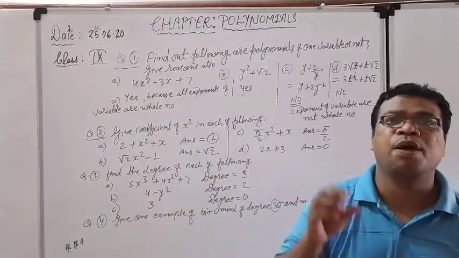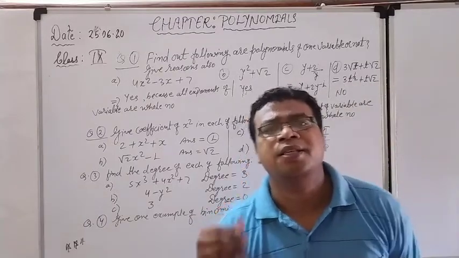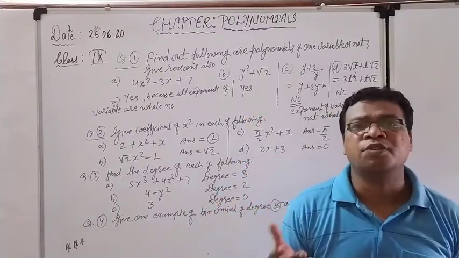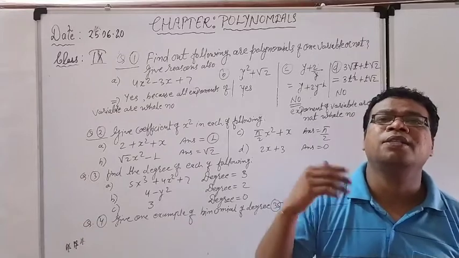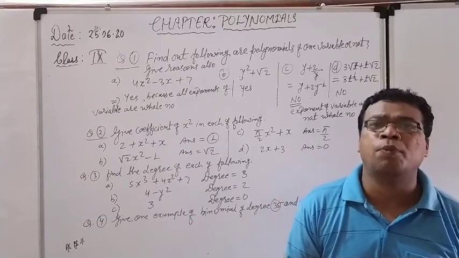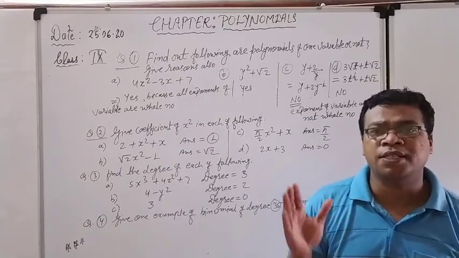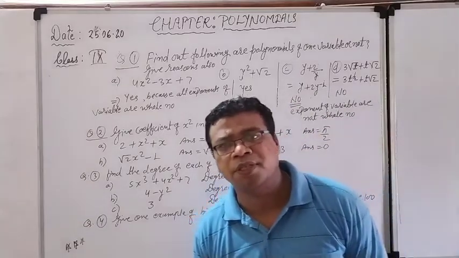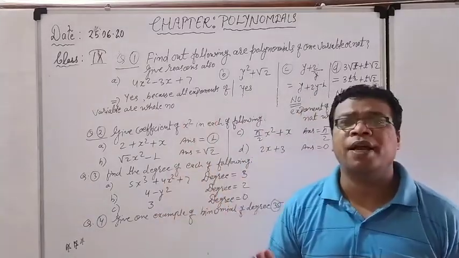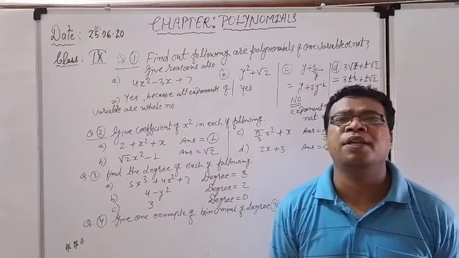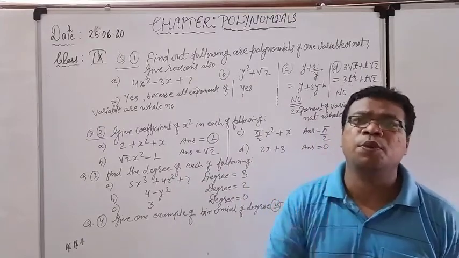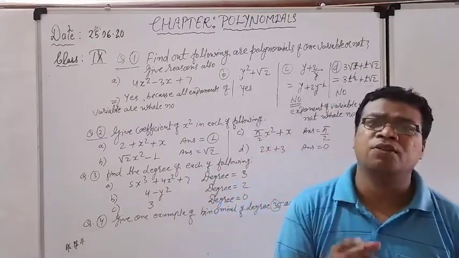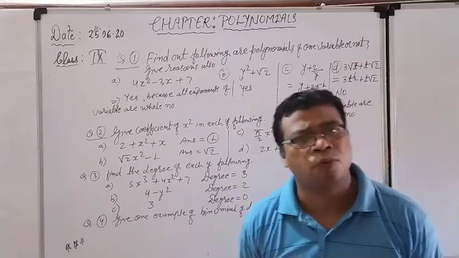And if the power of any variable is a negative value, like the integers minus 1, minus 2, minus 3, or a fractional value like 1 upon 2, 2 upon 3, then it is not considered a polynomial. Okay, concept is clear. It does not matter how many questions have been given to you, only the concept should be clear. If your concept is clear, you can solve millions of questions, no problem at all.